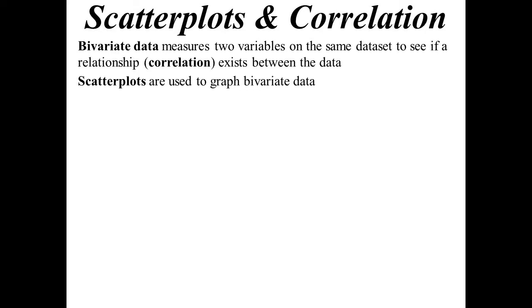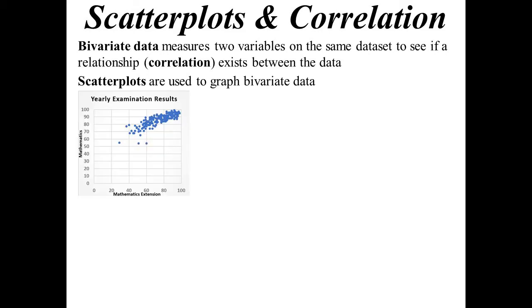The example I'm using here is yearly examination results from a particular year. Now, my first graph is how did students go in mathematics extension versus mathematics itself. So only the students that did both of those exams, and we plot based on their two scores. In this particular scatter plot, we can see that they're all clumped together.